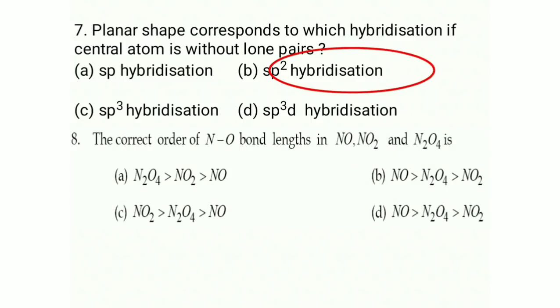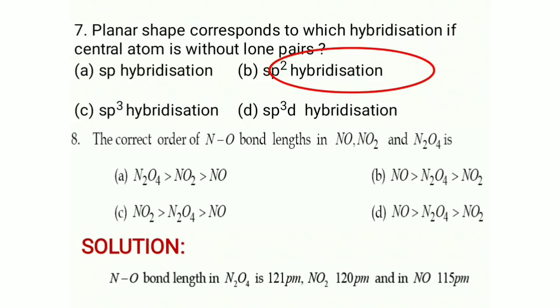Then, the correct order of NO bond lengths in NO, NO2, N2O4. Here two options are given that are the same, which is actually my mistake. B and D are the same option, but both are not the answer. Here you have to think that in NO, N triple bond O, there is the smallest bond length because of the triple bond. So NO is smallest, and two options are left, A and C. Out of that, remember, N2O4 has a slightly larger bond length, 1 picometer more. The reason is that N2O4 has more resonating structures compared to NO2. Because of that, N2O4 has 121 picometer, NO2 has 120, and NO has 115. So the answer for this question is A.